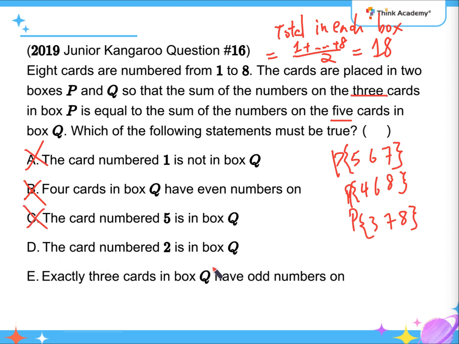The card numbered 2 is in box Q. That's definitely true because there's no 2 in the box P at any occurrence. So the answer is D. And let's take a look at the last one. Exactly 3 cards in box Q have odd numbers on. Not necessarily. Alright, so that's question 16.